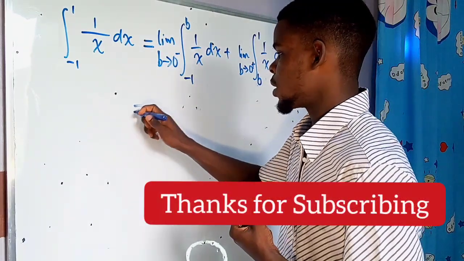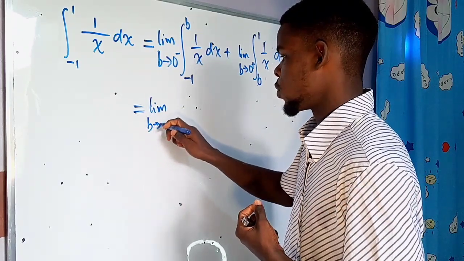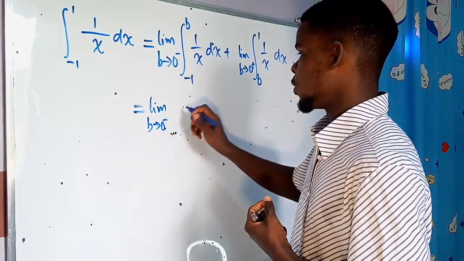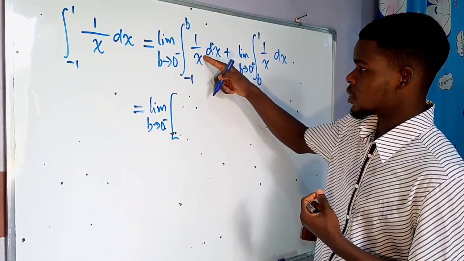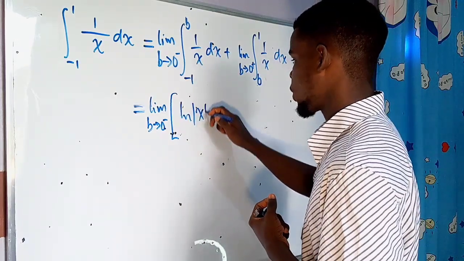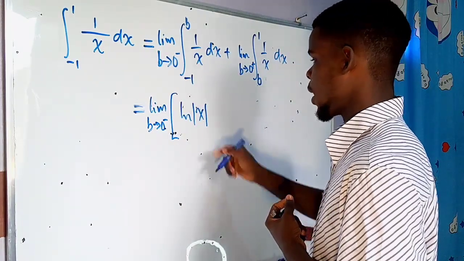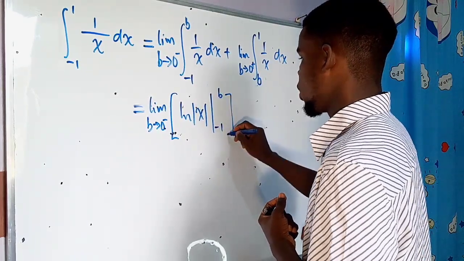So in fact, this right here is going to become the limit, as let's say b tends to 0 from the left, of this integral. Well, if you integrate this, the integral of 1 over x will just give us the natural logarithm of, we ensure we have a positive input here, the absolute value of x, and we are taking that from -1 to b. Okay, that's nice.